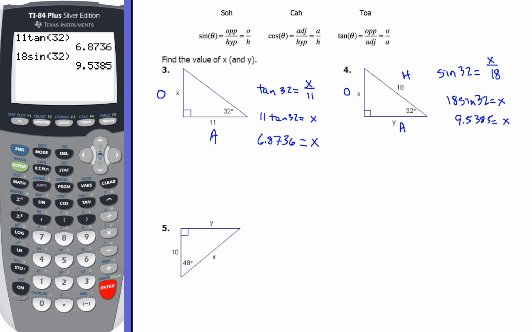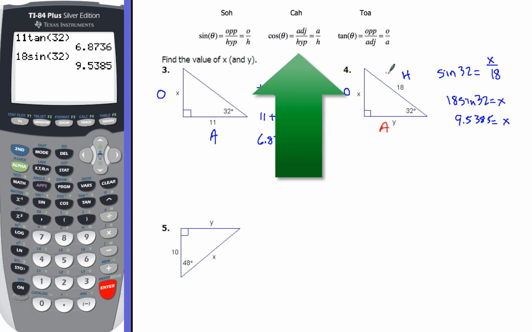Now to find y, I'm actually going to change colors here a little bit. I'm going to make the adjacent red instead of blue, just so it's a little bit easier to keep track of pieces here. So now I'm dealing with adjacent, and I still have to deal with the hypotenuse being 18, but adjacent and hypotenuse, that's going to deal with cosine, with that ratio.